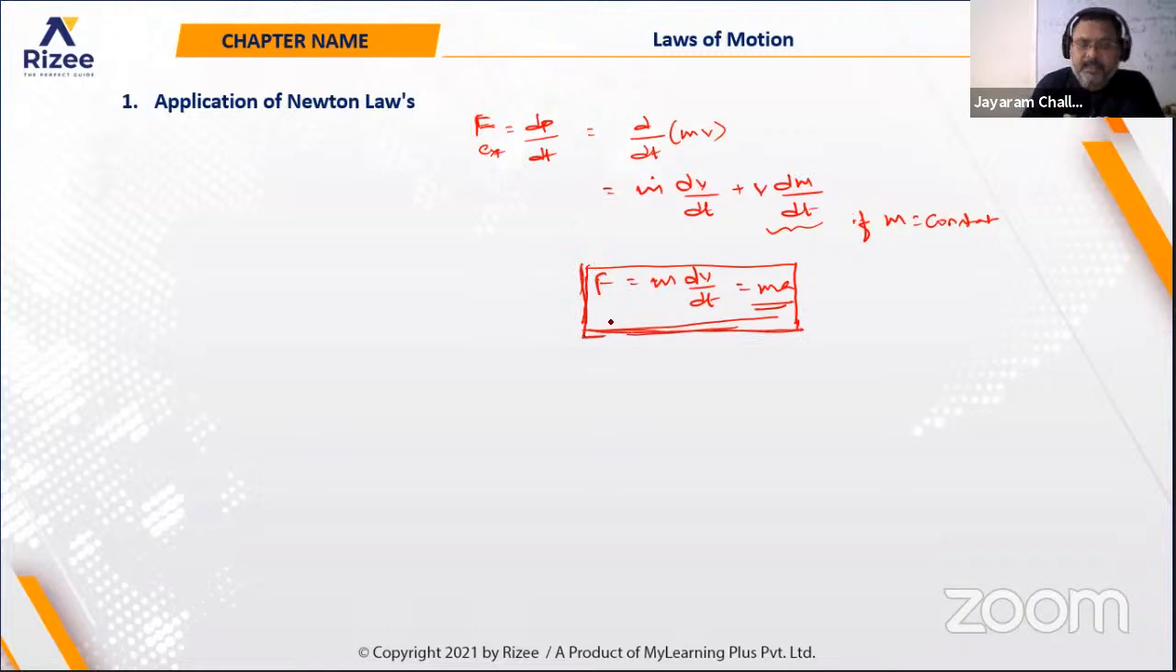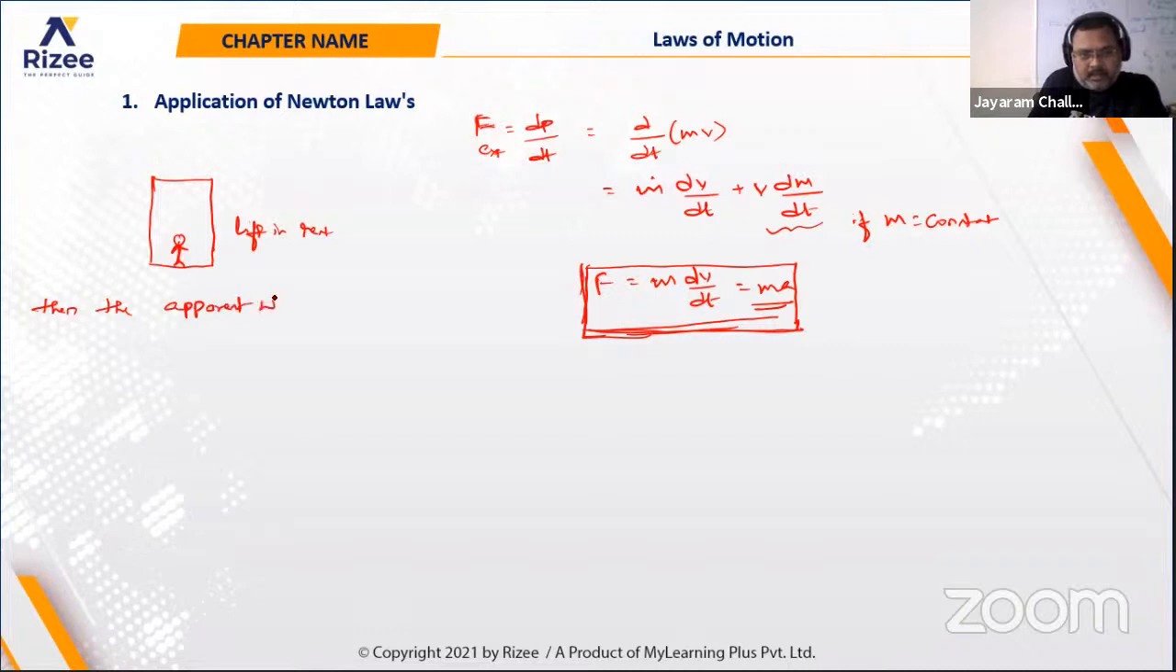Forces always exist in pairs. The basic example for this: suppose a person is standing in a lift and the lift is in stationary condition. This is an apparent weight condition. If the person is standing here at rest and the lift is at rest, then the apparent weight of the person, that is weight W, is simply mg.